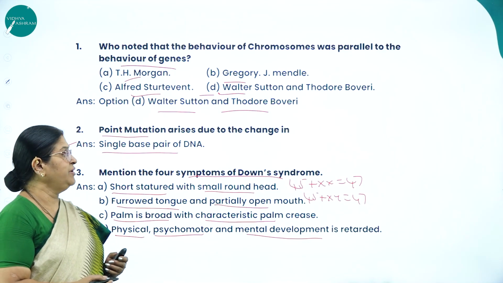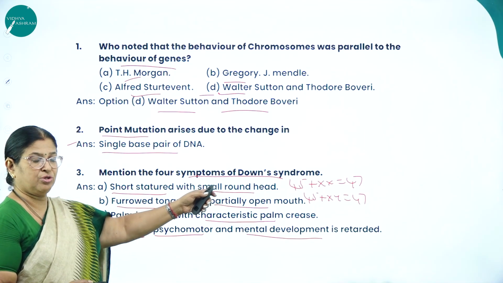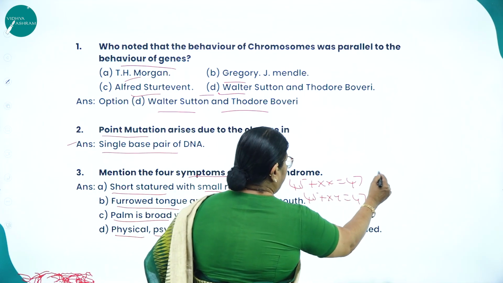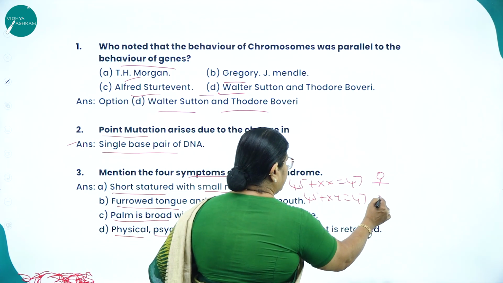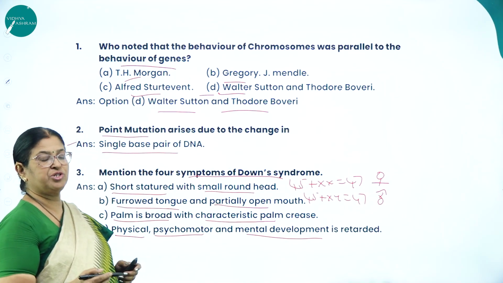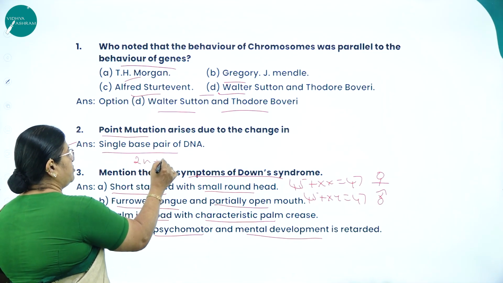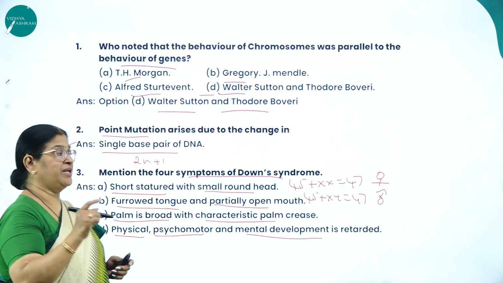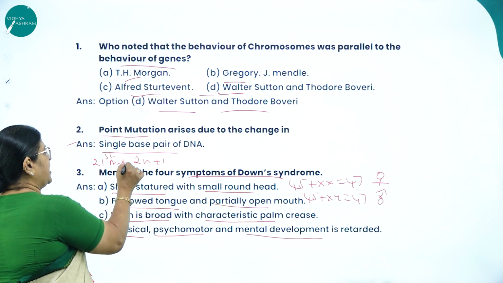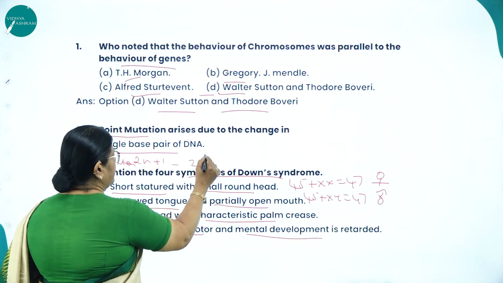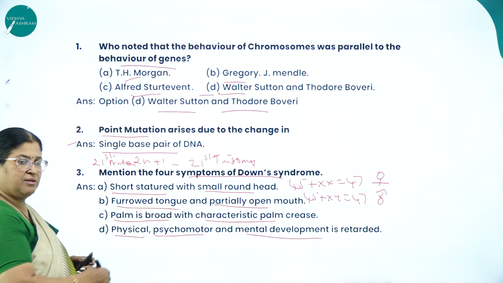So the symptoms of Down syndrome and the chromosomal complement is 45 plus XX equal to 47 in case of females, and 45 plus XY equal to 47 in case of males. As I said, this is also called 21st trisomy, because trisomy means what? 2n plus 1. And that plus 1 happens to the 21st autosome. Hence, it is called 21st trisomy. So all these are the symptoms.